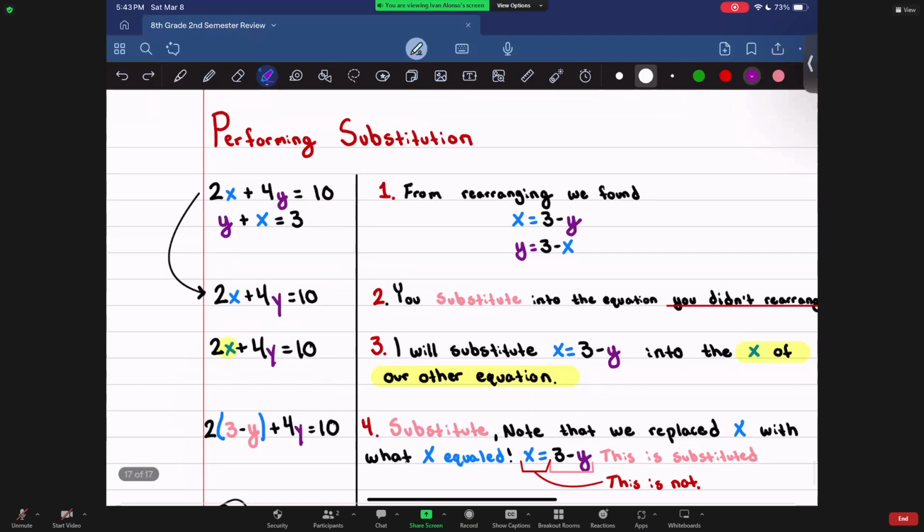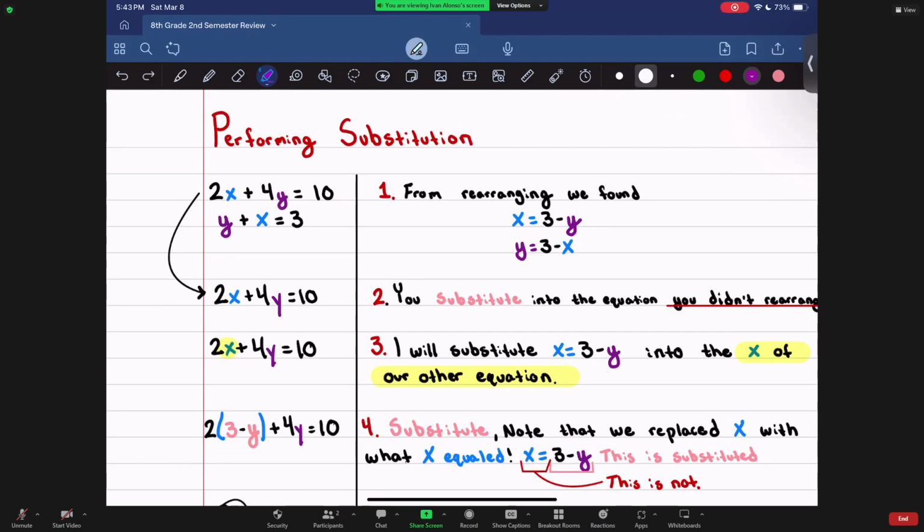Now, by substitute, we are replacing what we know x to be, which in this case is 3 minus y, into where the x used to be, okay? So note that we replaced x with what x equaled, okay? I didn't just throw in x is equal to 3 minus y. That would defeat the entire purpose, and that's also wrong, okay?